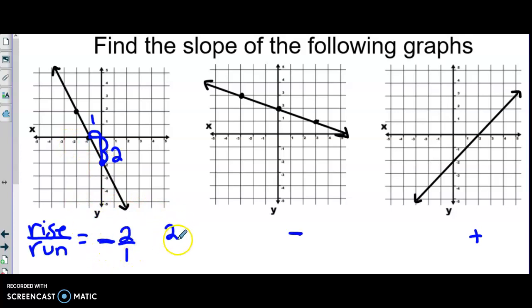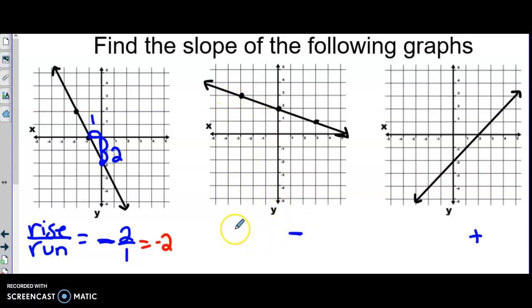You don't have to write 2 over negative 1. In fact, you won't see an answer written like that. The negative will just be for the whole slope. So that slope is a negative 2 over 1. You could also just write that as negative 2. You don't have to have the 1 on the bottom.